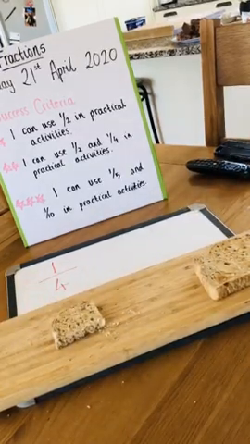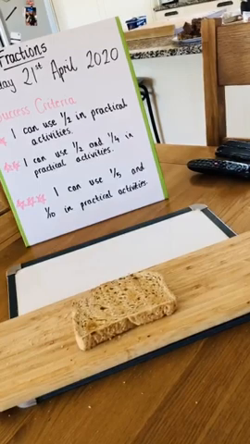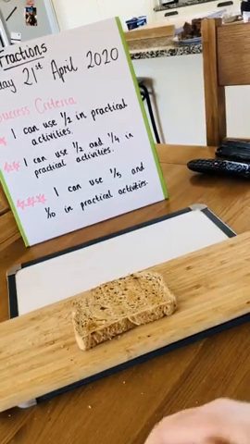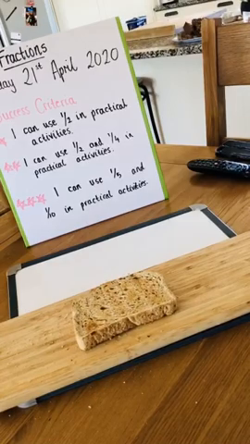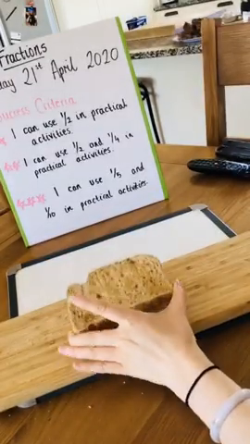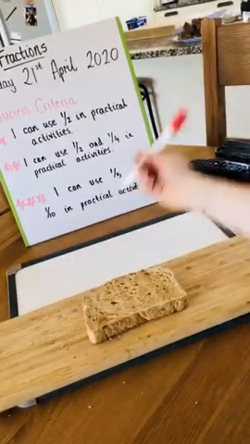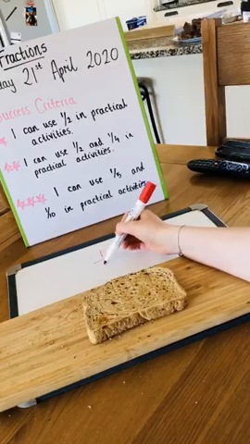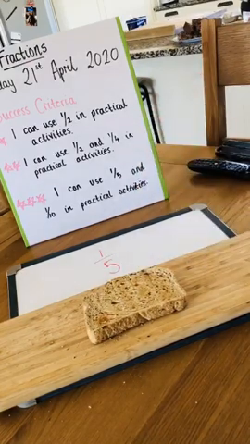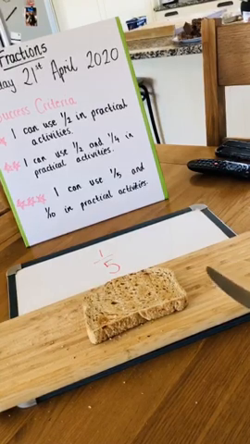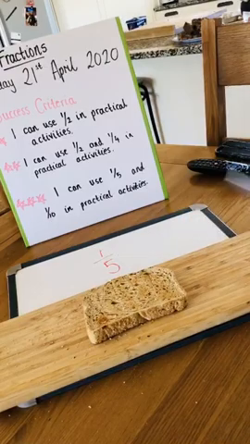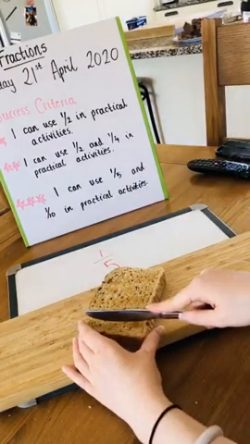Now if you wanted to just show one of these quarters, you would take these away and show me one of the quarters. In order to try the 3-star challenge, you need to be able to split things into fifths and tenths. So I've got my piece of toast here again. I need to write my fraction down. I need to find 1/5 of this piece of toast. So in order to do that, I need to split it into 5 pieces.